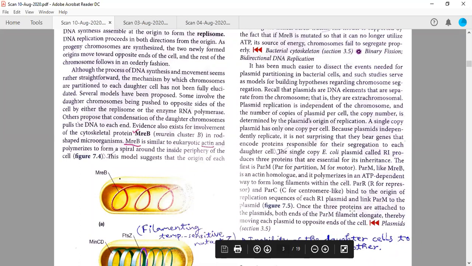Once the three proteins are attached to the plasmid, both ends of the Par filament elongate, thereby moving each plasmid to the opposite ends, or poles, of the same cell. Clear?